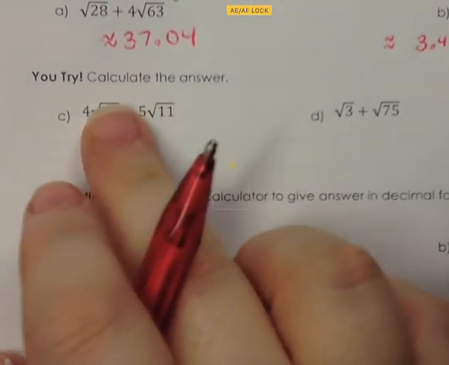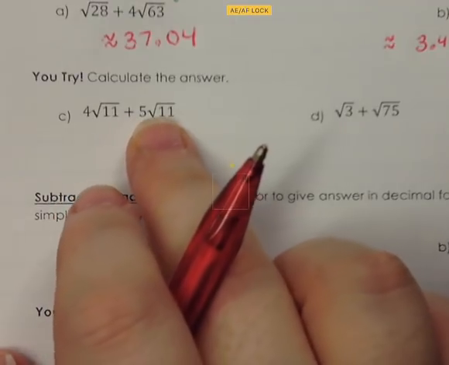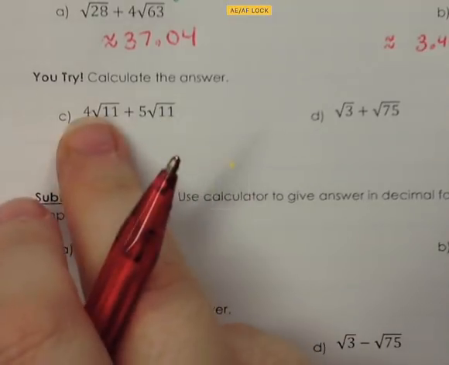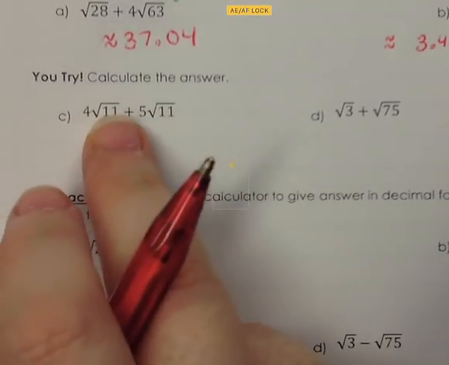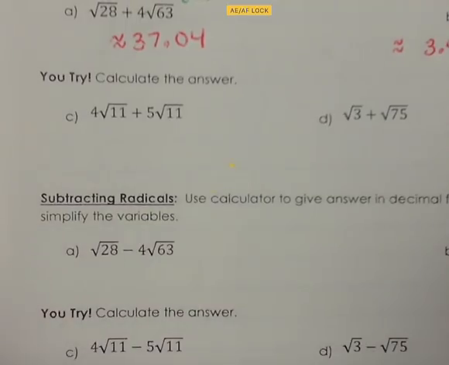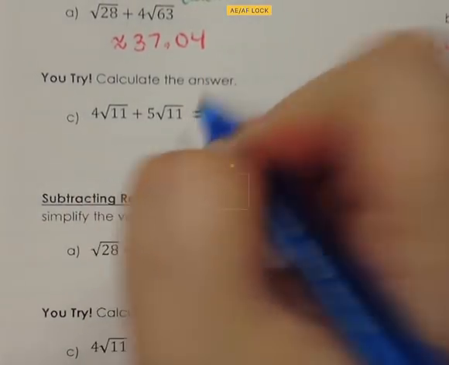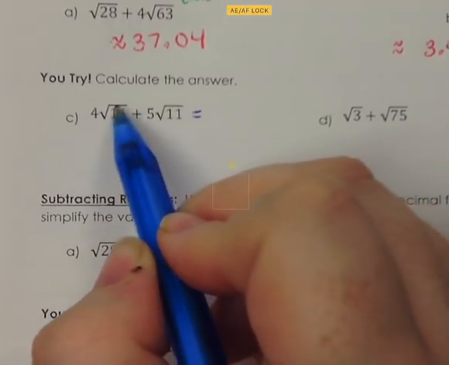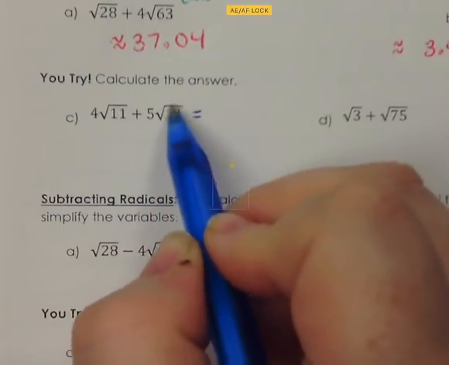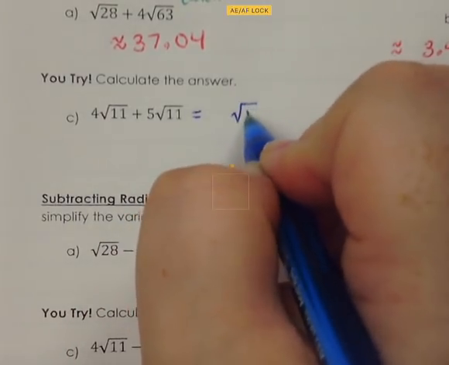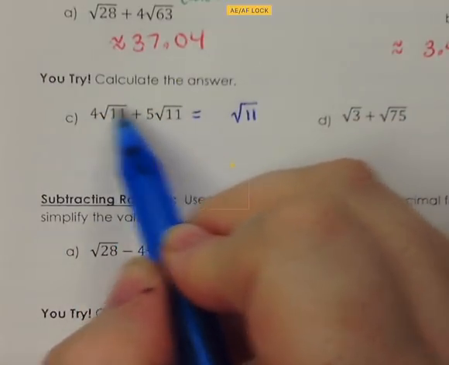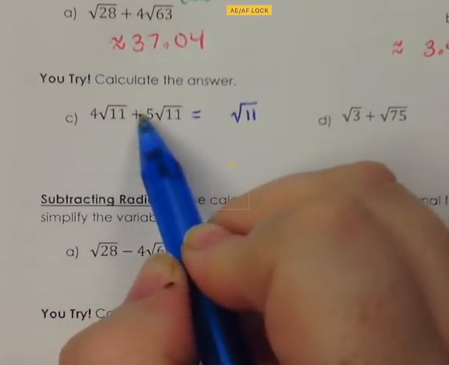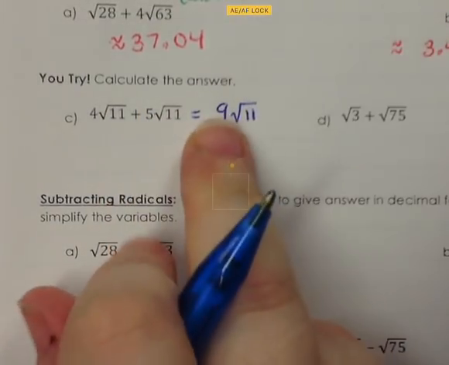So on this next example, we have 4 square root of 11 plus 5 square root of 11. These are all numbers, so we can put them in our calculator. I will note that because they have the same radicand, you actually can simplify this without using a calculator. It's very similar to variables. These are the same base, the square root of 11, the square root of 11. So we would keep the square root of 11, and we would add the coefficients. Since they have the same radicand, keep the radicand. You add the coefficients. 4 plus 5 is 9. That is one way of looking at that.